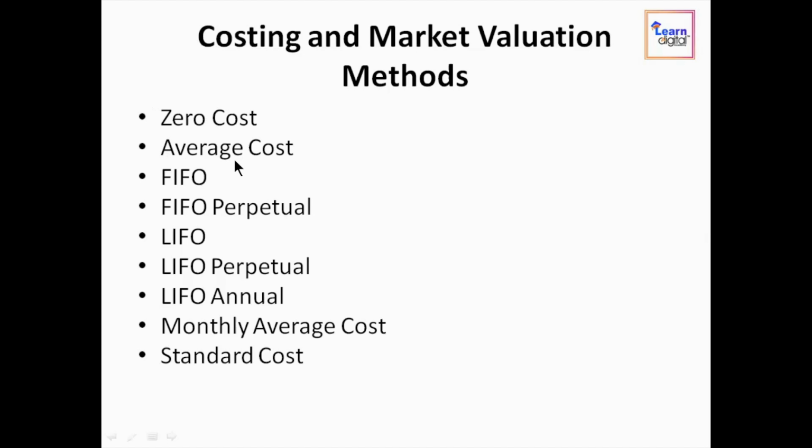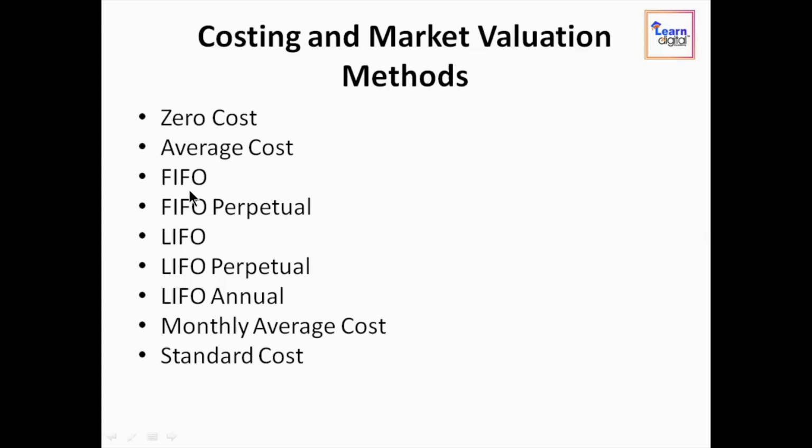Average cost. Under this method, both inventory and the cost of goods sold are based upon the average cost of all the units received in stock. Whatever we have purchased, we take the average of all the values. Rather, to say, we take the average of all the purchases in this costing method.